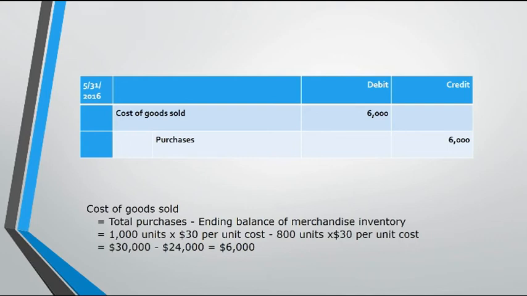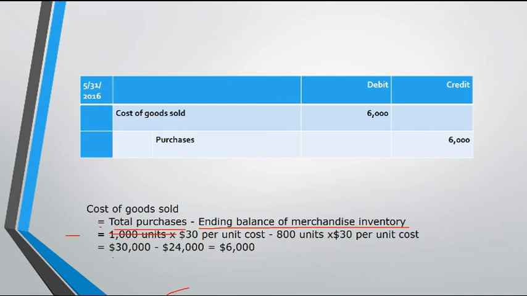So kung mapapansin nyo, ito yung parang record ng perpetual ng cost of goods sold. Pero ito, ilalagay lang natin at the end of the accounting period. So kung marami kang naging cost of goods sold sa transaction mo ng May, dito mo siya lahat i-total. So magkakaroon ka ngayon ng additional computation na ito. So you have the total purchases minus ending balance of the merchandise inventory. So for the example, you have 1,000 units times $30.